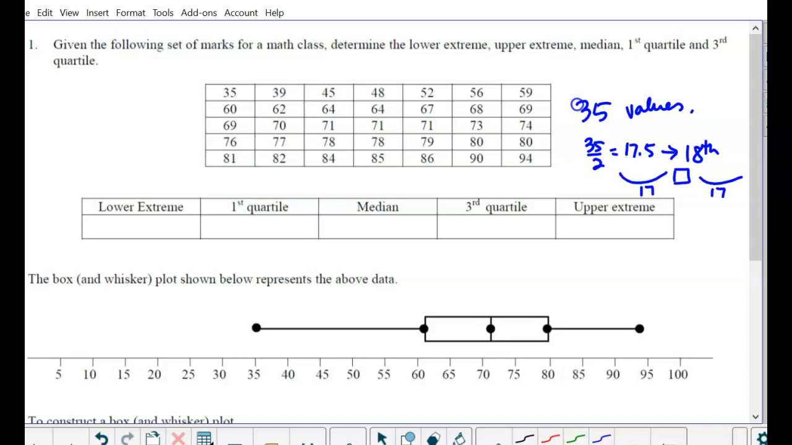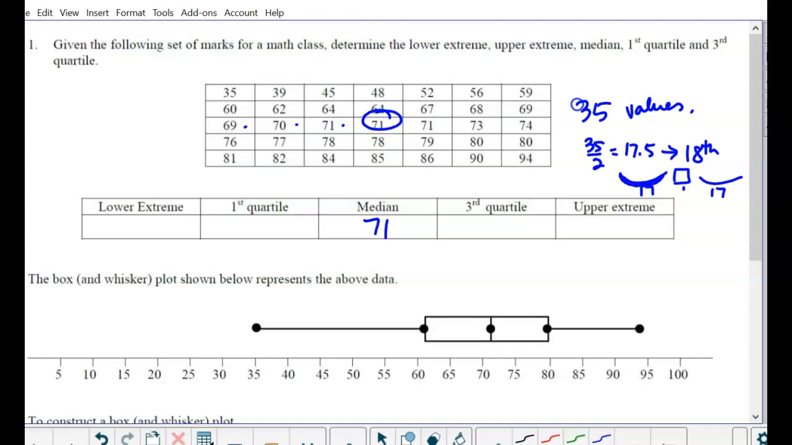So we want to look for the 18th data value. These are in order. So there's 7 in the first row, another 7 is 14, 15, 16, 17, 18. It's smack dab in the middle of it. That kind of makes sense, right? Median is 71. Then we want to find the median of the lower half. So that's the middle value.